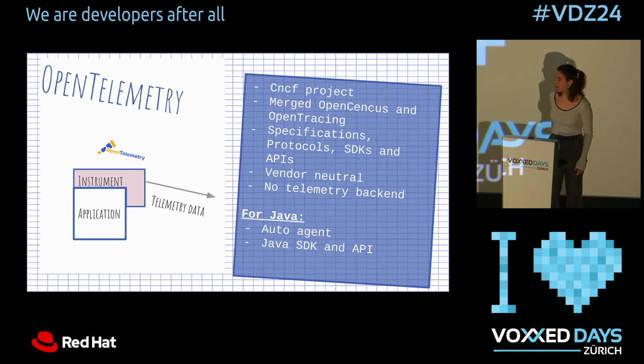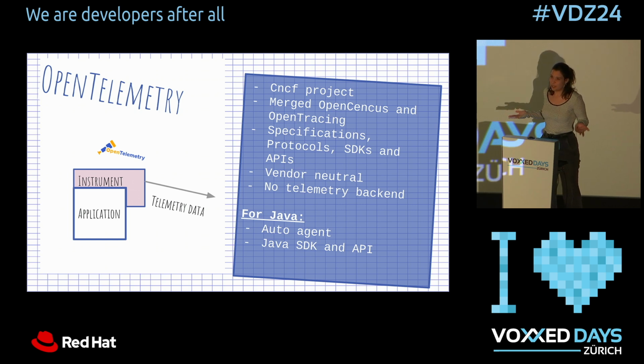So you are not really tied to one of the backends by instrumenting your code. And so that way it's also vendor neutral because it doesn't provide the telemetry data backend, but only the way of how you would instrument. It comes from OpenCensus and OpenTracing. They were merged together, so it has a strong background in tracing, but nowadays it's also focusing on metrics and logs. And the nice thing here for Java, we have an auto agent, and we also have Java SDKs and APIs for manual instrumentation.